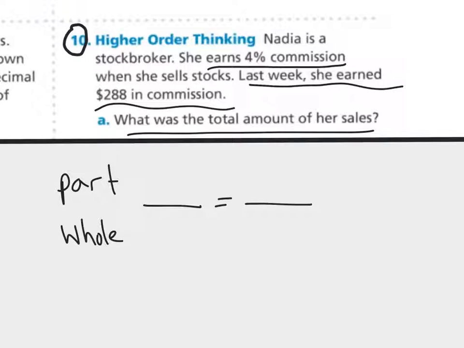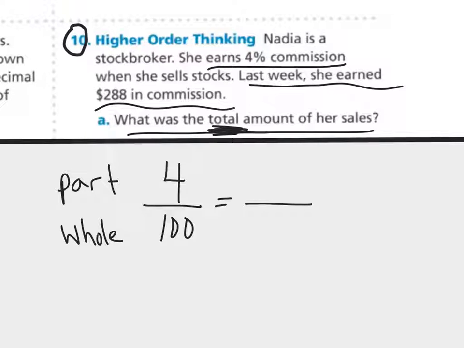So one thing we could do on this is 4%, they're telling me it's 4% commission. We know 4% is 4 over 100. And then the question is, what goes in the other part? What's the part and what's the whole? Well, commission is you're earning something based off of what you're selling. We're trying to find, if you look here, they kind of give us a little bit of a hint. We're trying to find the total amount of sales.